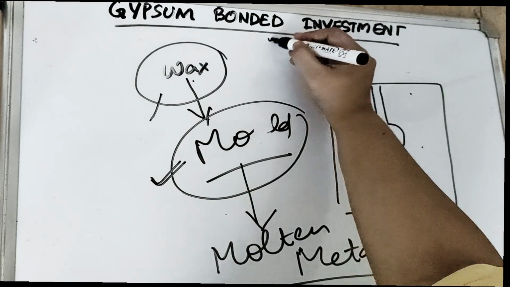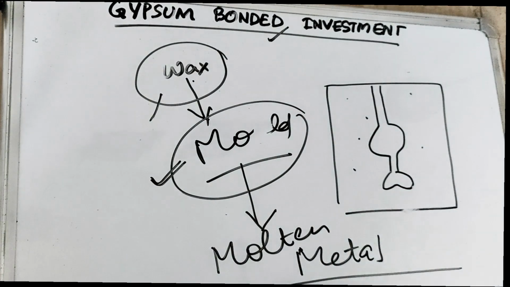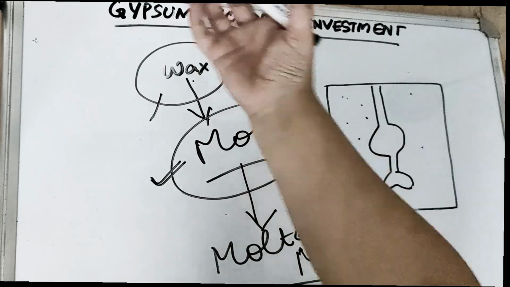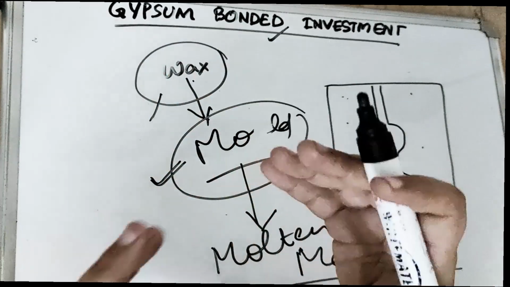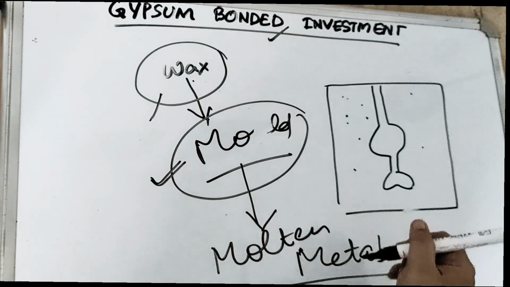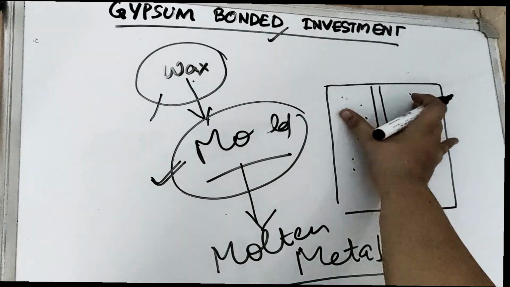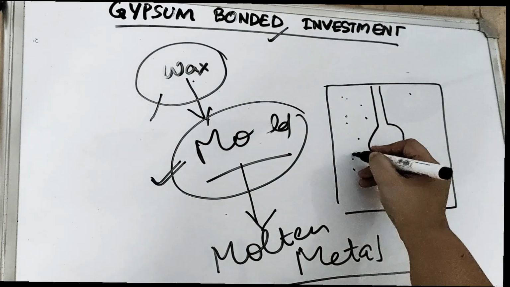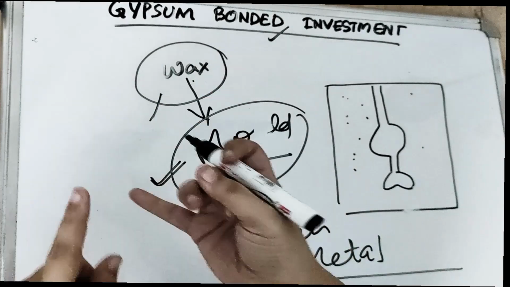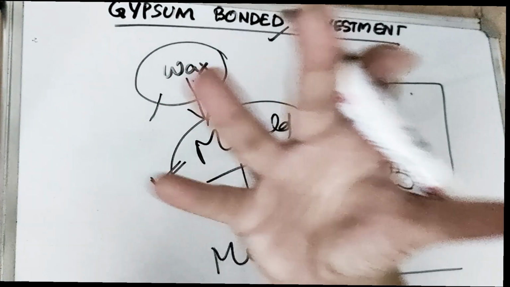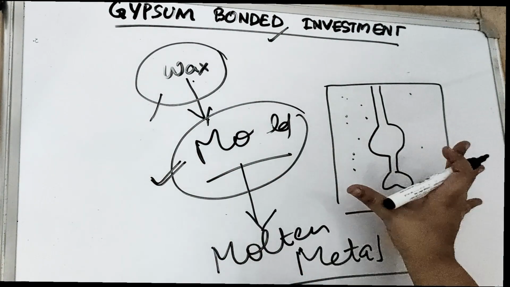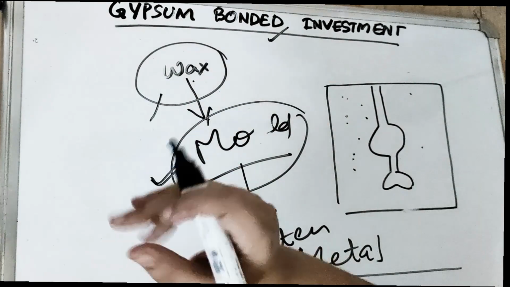So why are we studying this gypsum bonded investment? My lovely students, we are going to put this wax into such a material that if we heat that material, it will not disintegrate. Suppose I put plaster of Paris into it. First of all, I am going to put molten metal. Secondly, to melt and dissipate the wax, I need to put this particular box at such a high temperature.